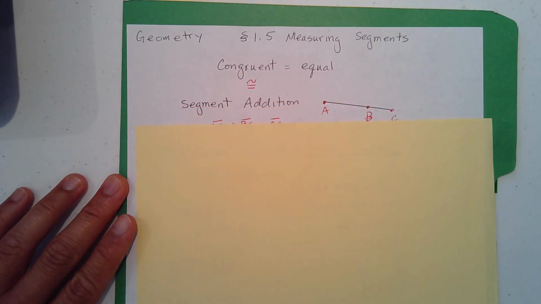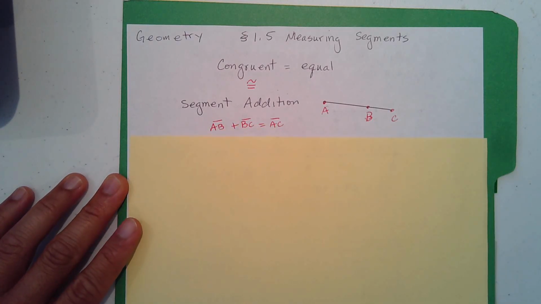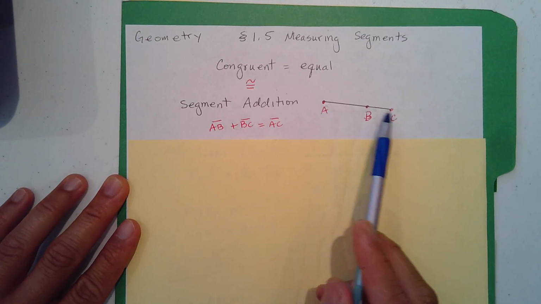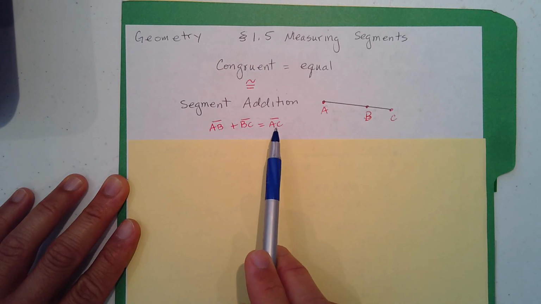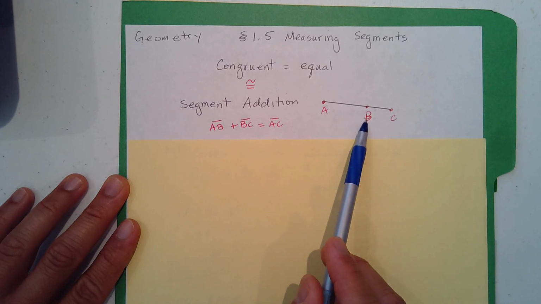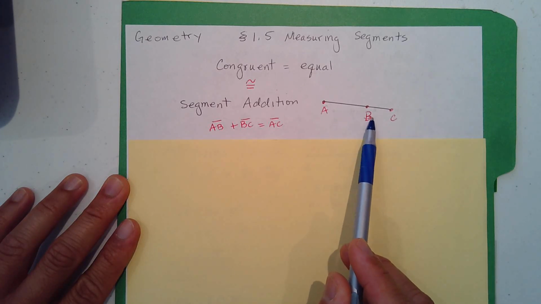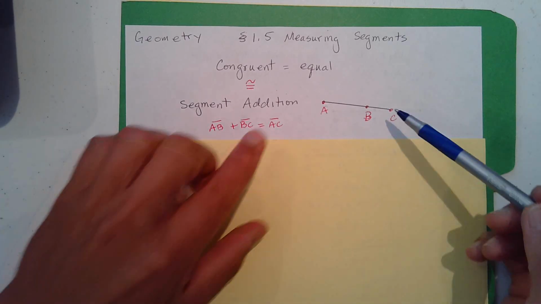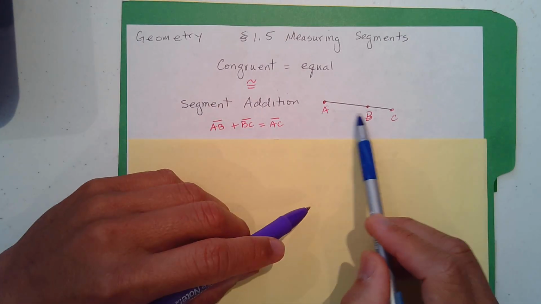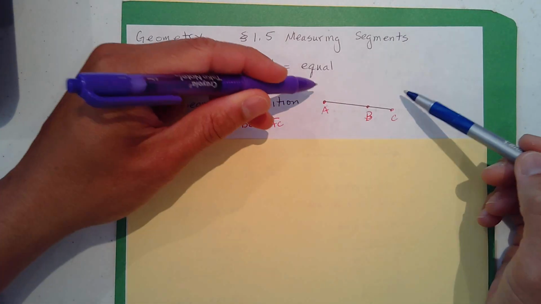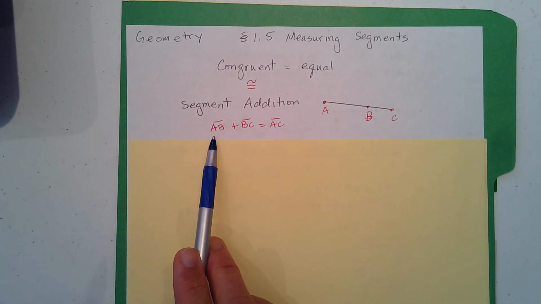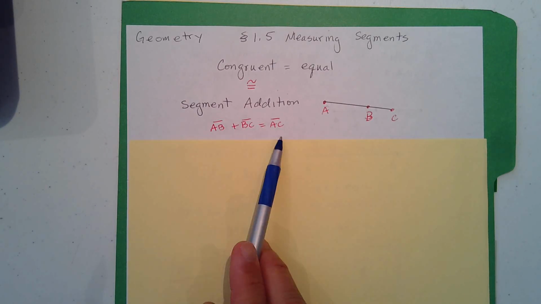All right, a few definitions, a few postulates. Segment addition. Last lesson in 1.4, we talked about segments with two endpoints. Well, we're going to do some algebra. This is called segment addition. If I take segment AB and I attach it to BC, what we get is AC. So AB plus BC is equal to AC. Segment AB plus BC equals AC.